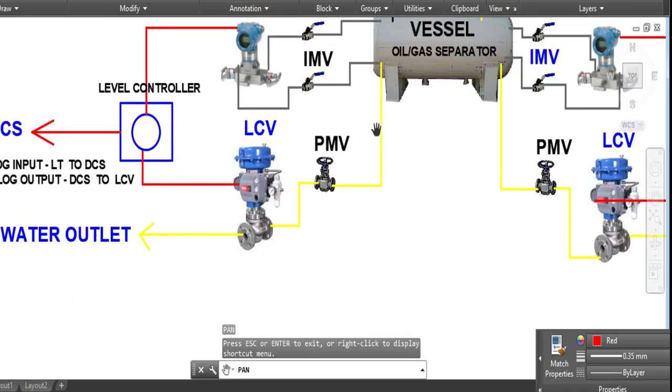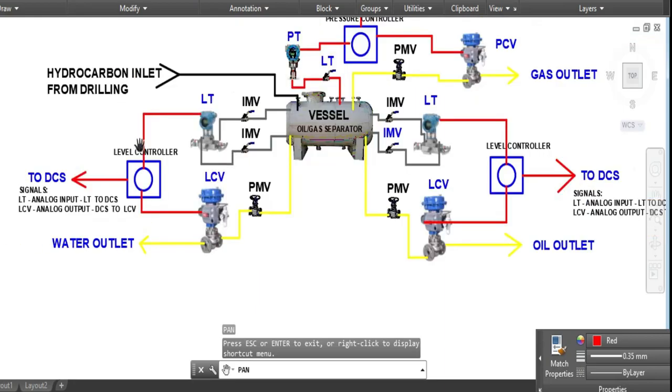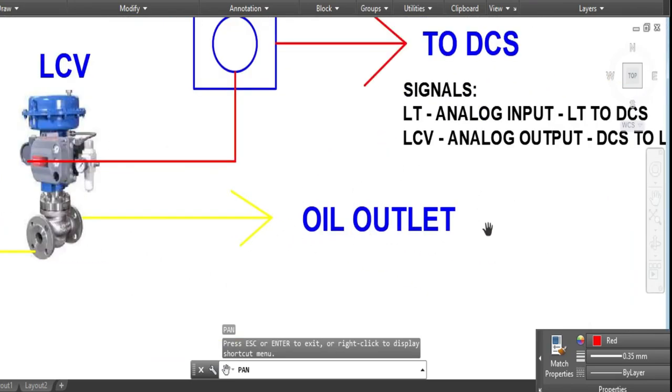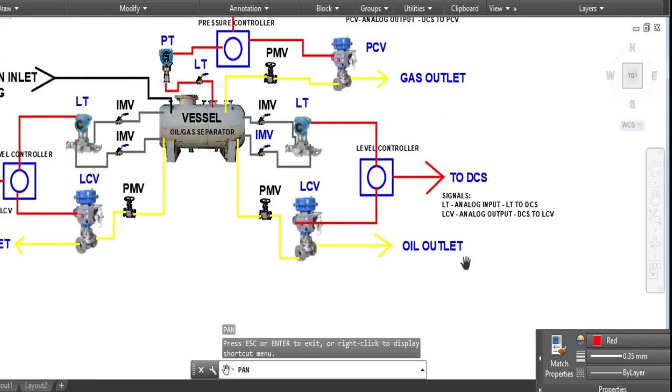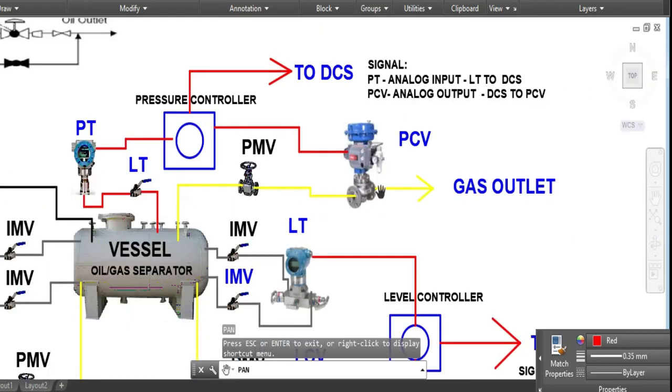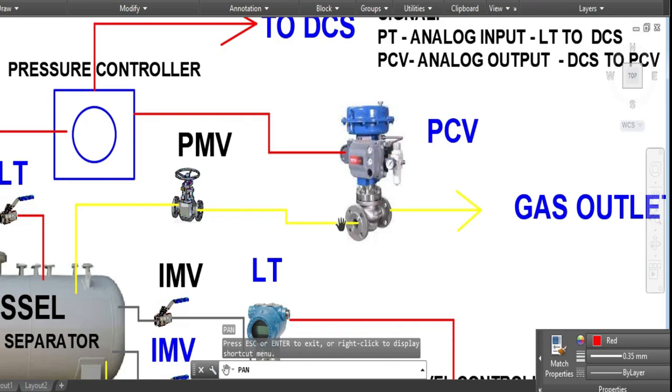This LCV is taking liquid from the downside of the vessel. It's going to the water outlet. This water is also going to the processing facilities, like produced water. And also here, this liquid is oil. It's also going to the oil facilities, as well as the gas. This gas outlet is coming here, gas outlet through the control valve.